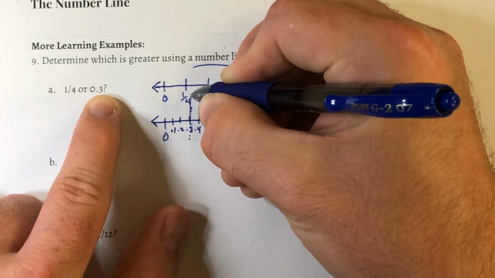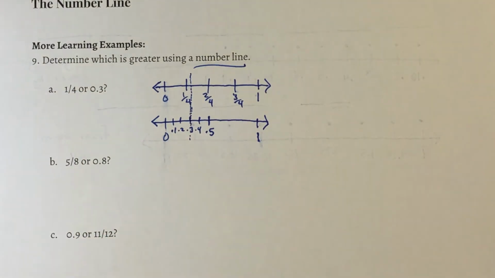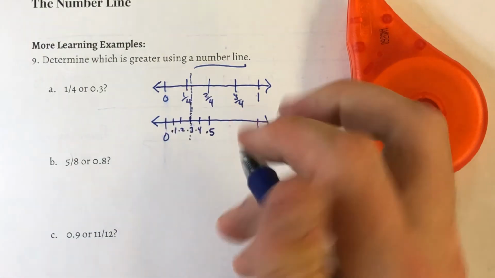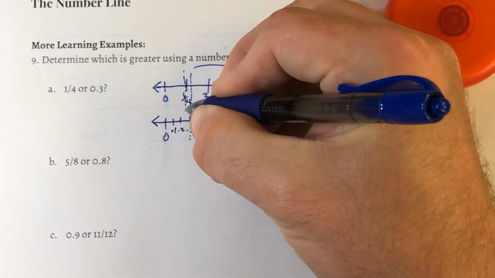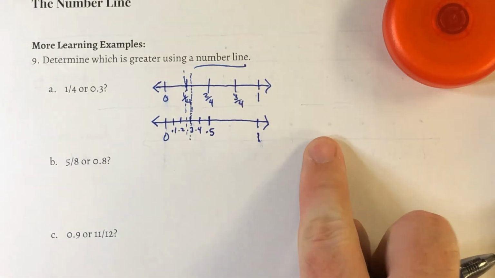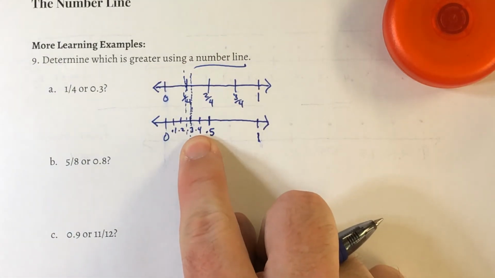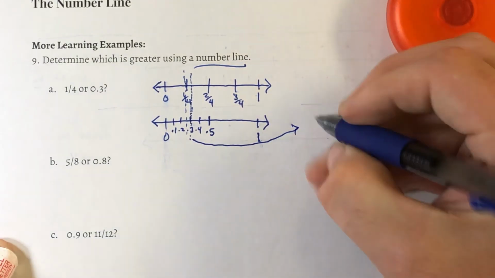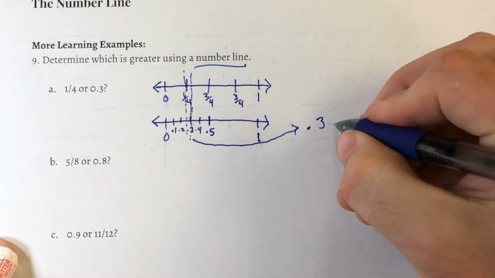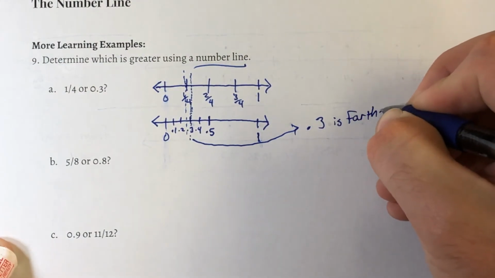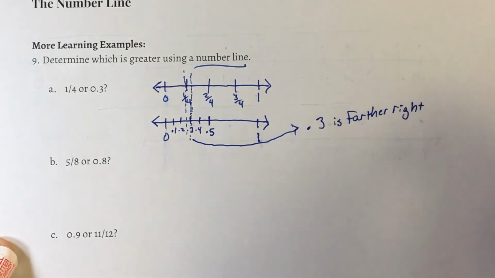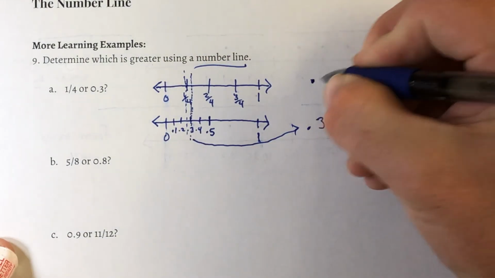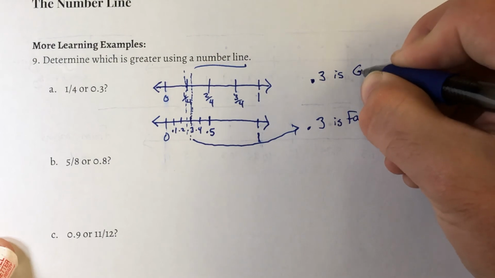Oops. Try not to go crooked. Let's see. Yeah, that's right. All right. So notice it's super close to that 1/4. That 1/4 is right here. So which one is further to the right? Which one is greater? Well, the 3/10 is furthest to the right. What does that mean? Well, numbers that are farther to the right are greater, and that's what I want to know, which one's greater. So we're going to say 3/10 is greater.